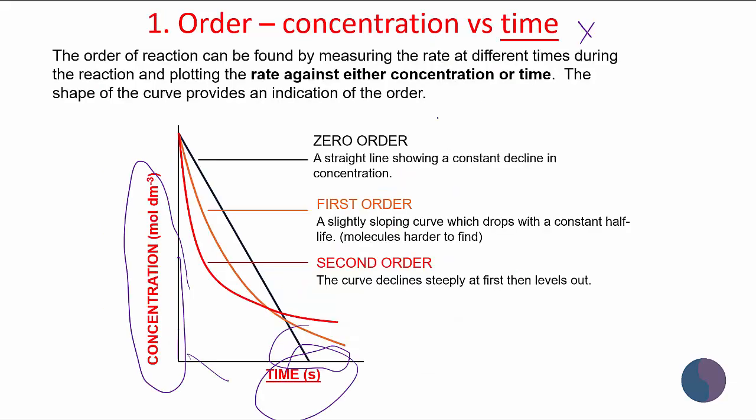So if you're doing it this way, if it's a straight line, it's zero order, there's no effect of changing the concentration on the rate of reaction. If it's curved, like a half-life, then it's first order, so halving the concentration halves the time. And anything higher is second order.